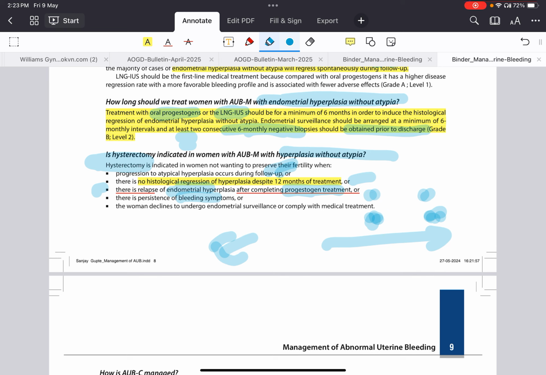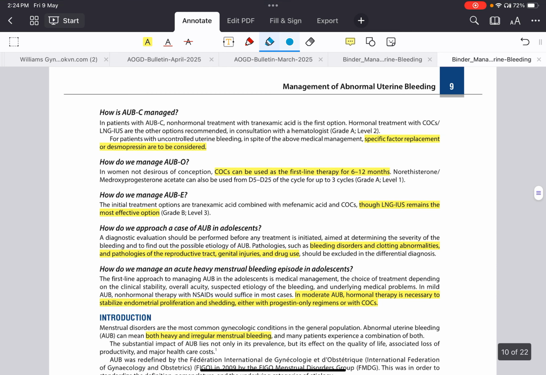And if the woman says no to surveillance and medical treatment, then you'll go for hysterectomy. Sees any coagulation disorders.